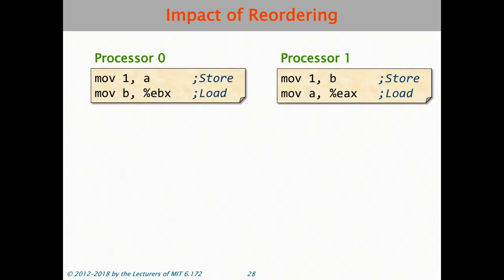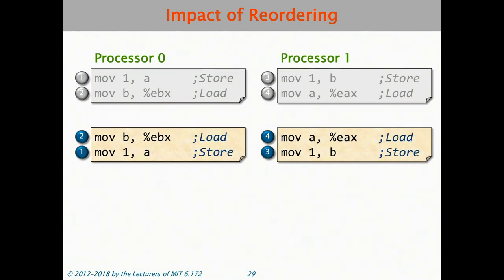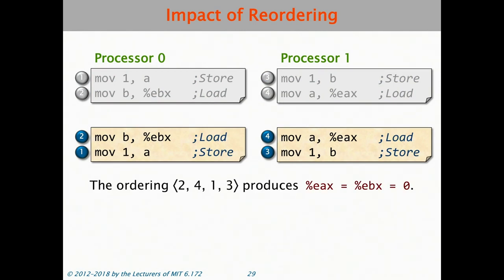Okay, so here's the impact of reordering. This is not Peterson's algorithm yet. The impact of reordering on this is that I may have written things in this order, but in fact they execute in something like this order. And therefore the ordering 2, 4, 1, 3 is going to produce the value 0, 0, which was exactly the value that you said couldn't possibly appear. Well, on these machines it can appear.